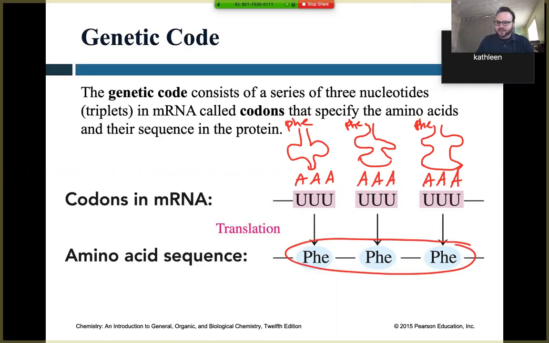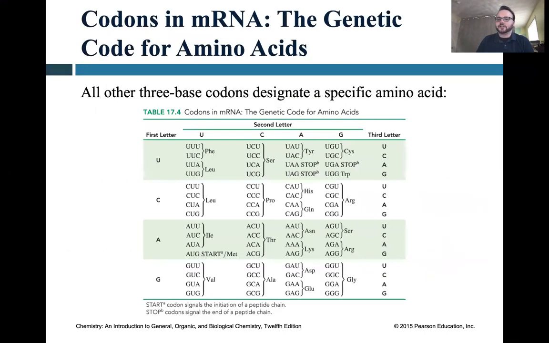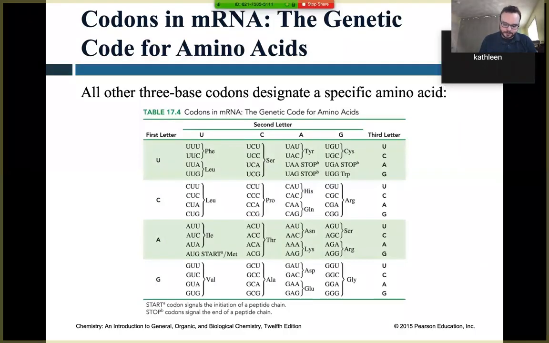So even though we have those four letters in DNA, it's the arrangement of three of them in a row that really dictates what amino acid comes next. And so what we have here is something called the codon chart. It's an interesting way to read it, but you get better at it the more you use it.